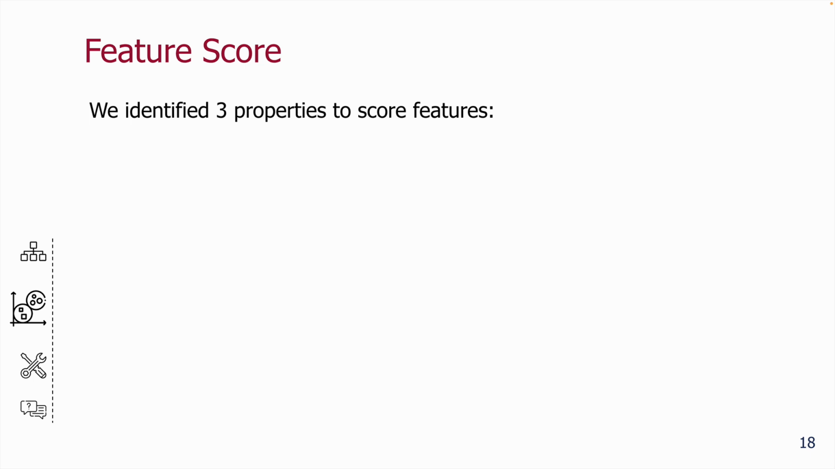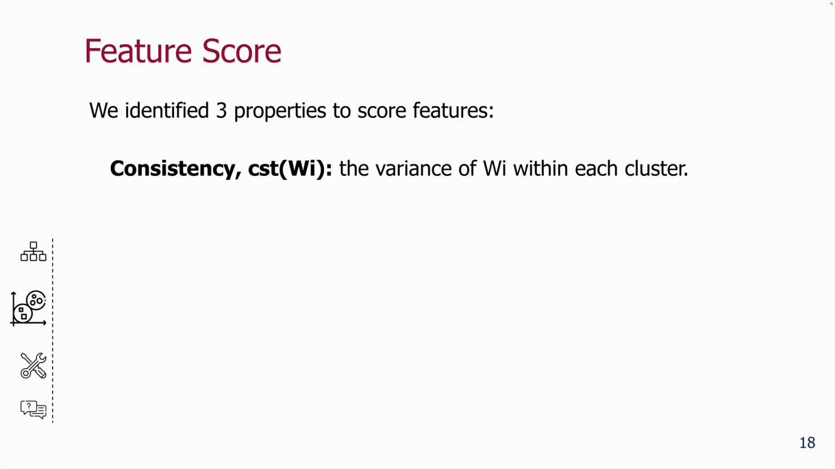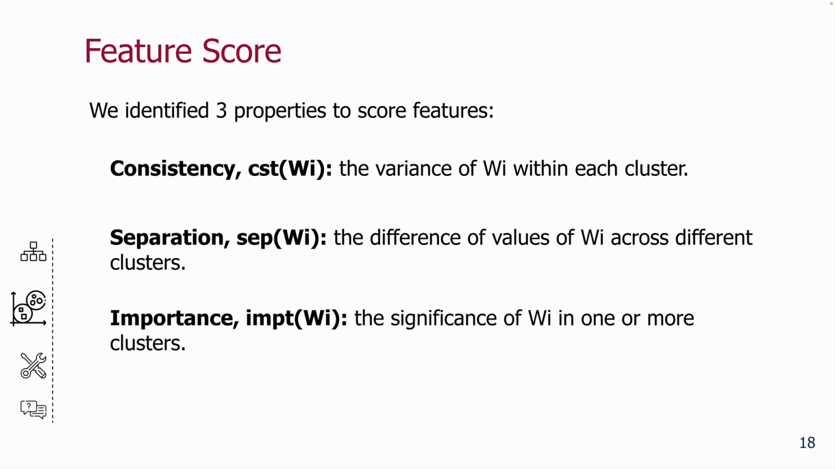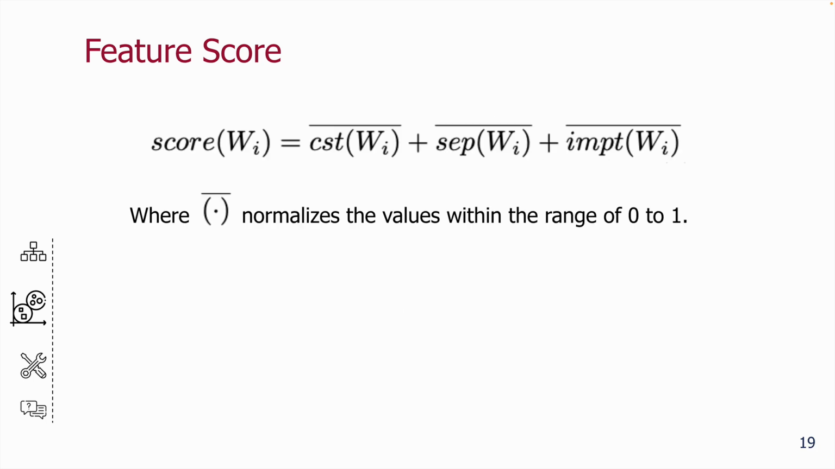Besides prior knowledge, how do we know what features might be more important? So we identified three properties to score the features. First, consistency, which is the variance of feature within each cluster. Next, separation, which is the difference of the feature values across clusters. Lastly, importance, which is the significance of this feature in one or more clusters.